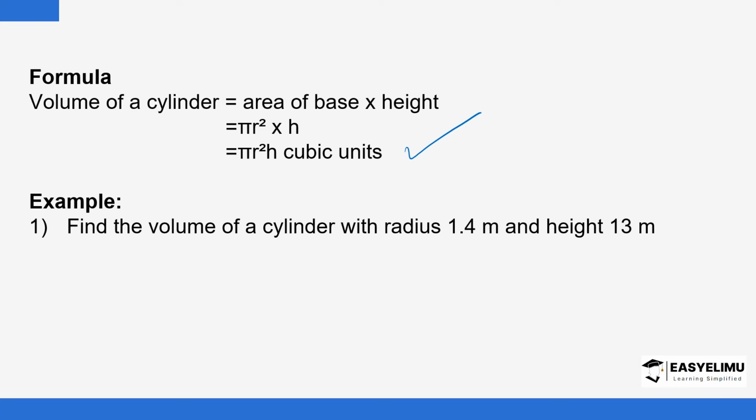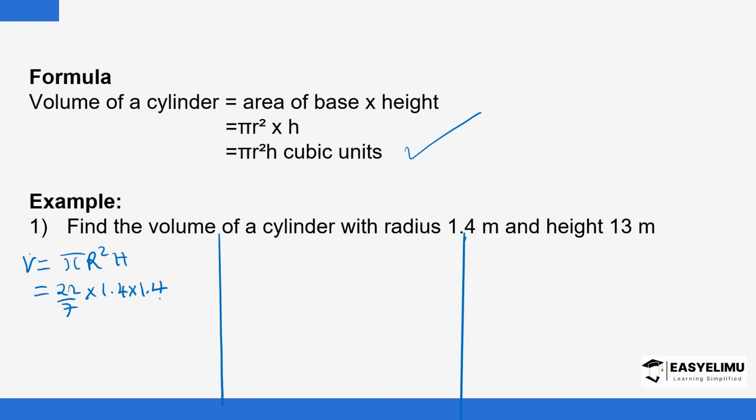So we have a first example here. Find the volume of a cylinder with radius 1.4 and height 13. So we simply apply the formula that we have talked about up there. Volume is given by pi r squared h. So pi is 22/7 and radius is 1.4. So you square 1.4 and then you multiply by 13.